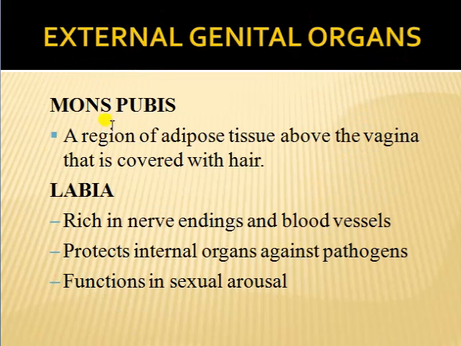So the mons pubis is a region made up of adipose tissue, and the superficial skin will be present over it. It is covered with hair. Next, the labia. Labia minora and majora are rich in nerve endings and blood vessels. They protect the internal organs against pathogens, and one of their functions is sexual arousal.